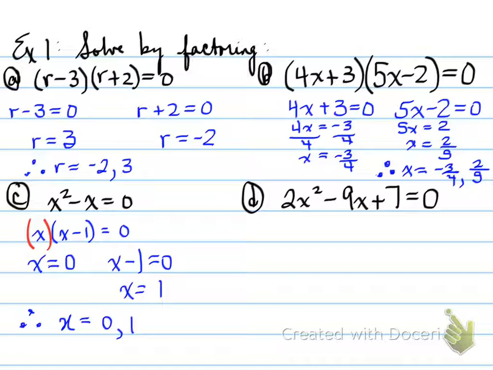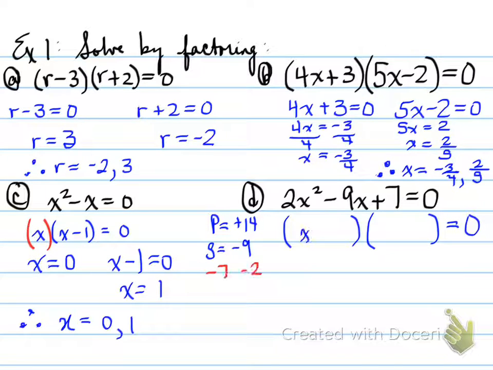All right, the last one. Again, we have to factor. What two numbers multiply to give you 14 and add to give you negative 9? That will be, let's see, we're going to get the values of negative 7 and negative 2.